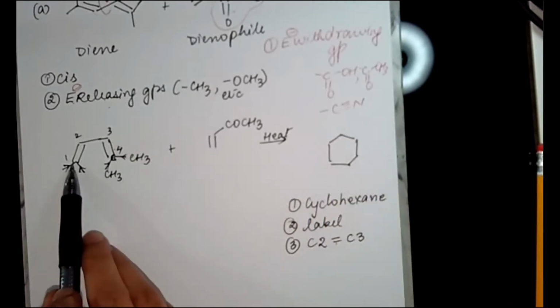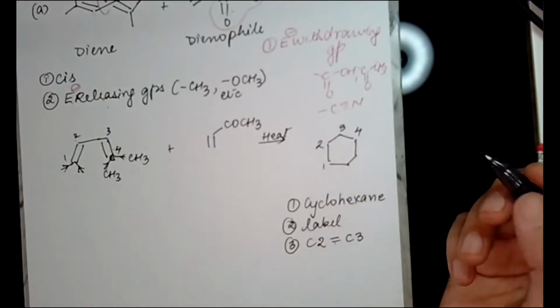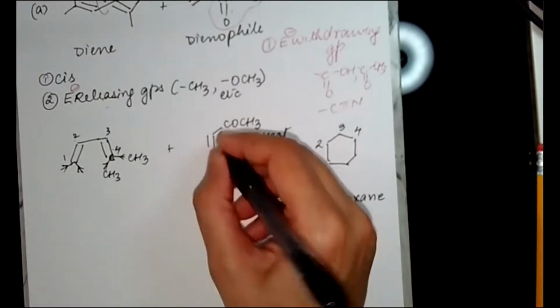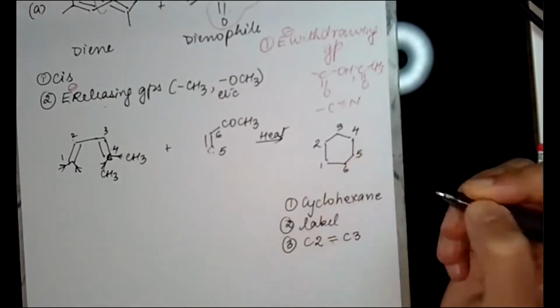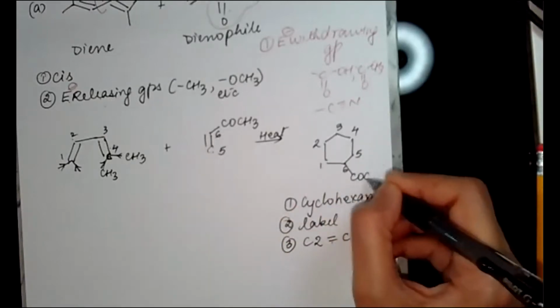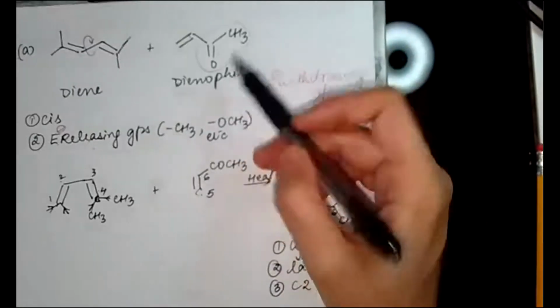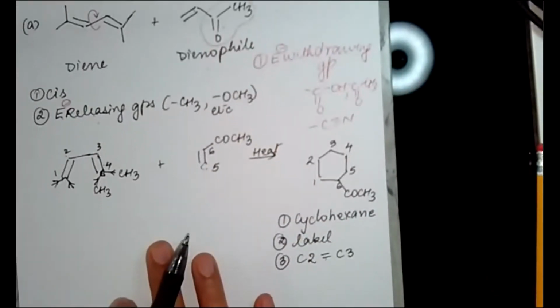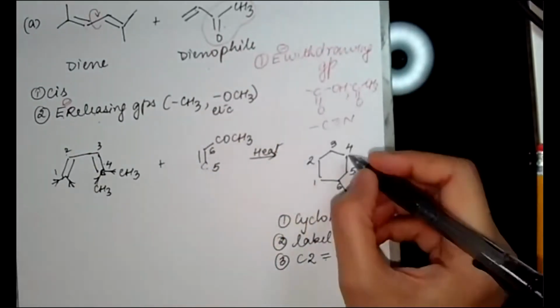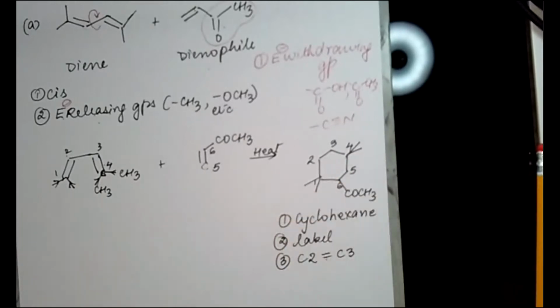So I've already labeled my starting materials here. 1, 2, 3, 4. 1, 2, 3, 4. And I can start my counting anywhere. 5 and 6. This carbon is 5, this carbon is 6. On the 6th carbon, I have COCH3, or you could just draw this little carbon with the methyl group. On my 4th carbon, I have 2 methyl groups.